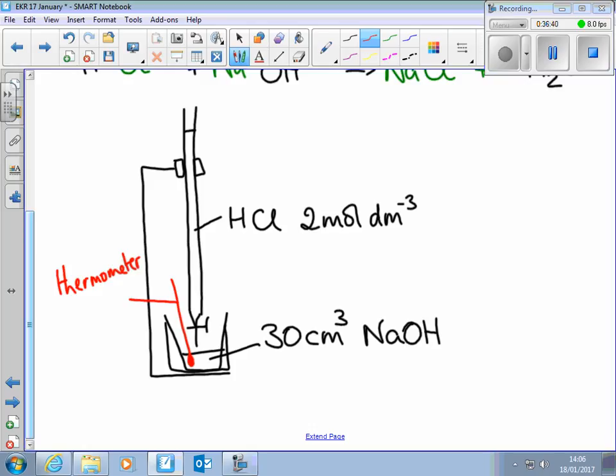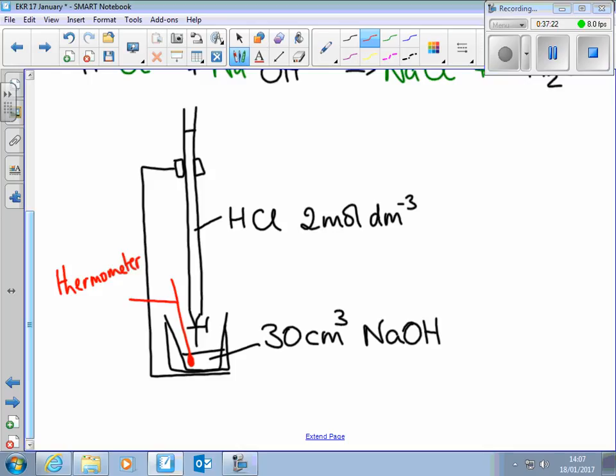So 30 centimetre cubed of sodium hydroxide in the cup. Measure its temperature. All right, the temperature of what's in the cup is important. You're just going to add the hydrochloric acid, perhaps no more than 5 centimetre cubed at a time. It might be less than that, perhaps 2 or 3 centimetre cubed. But you can sort of add the first bit relatively quickly, I suppose. You could do perhaps 3 lots of 5 and then cut it down a bit.